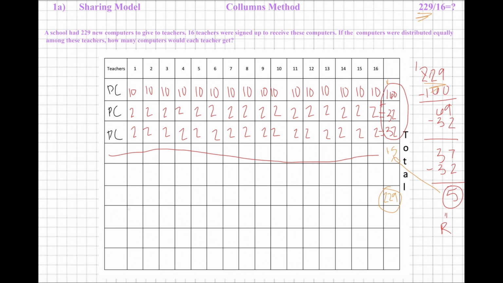And then I'm just going to total up now how many books were given to each teacher. So let's put total PCs for each teacher. So 10 plus 2 plus 2, 14. It's the same across the board. So this 14 represents how many books each teacher was given. So I know that my answer is going to be 14 with a remainder of 5. That is how we do the columns method with a sharing model.